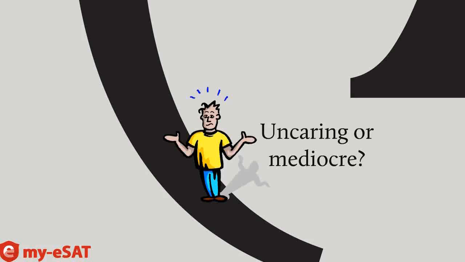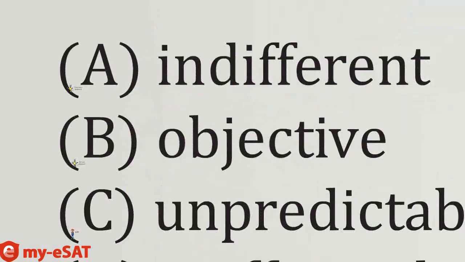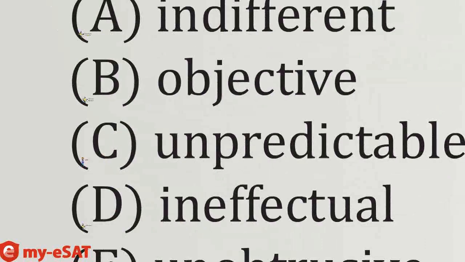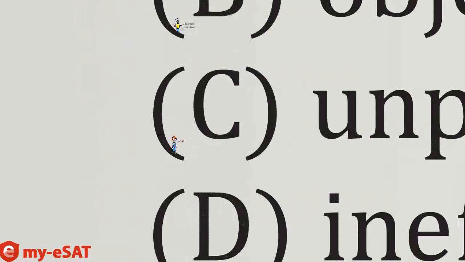We don't know if he cared about his job, and because of that, indifferent is not a word that is implied by the rest of the sentence. We just don't know. Let's move on. Was Mr. Jensen an objective, fair, and impartial teacher? Again, you don't know. Maybe he was, but there are no clues that really indicate one way or the other. So again, not a great answer. Let's move on. Was Mr. Jensen an unpredictable teacher? Ooh, definitely.